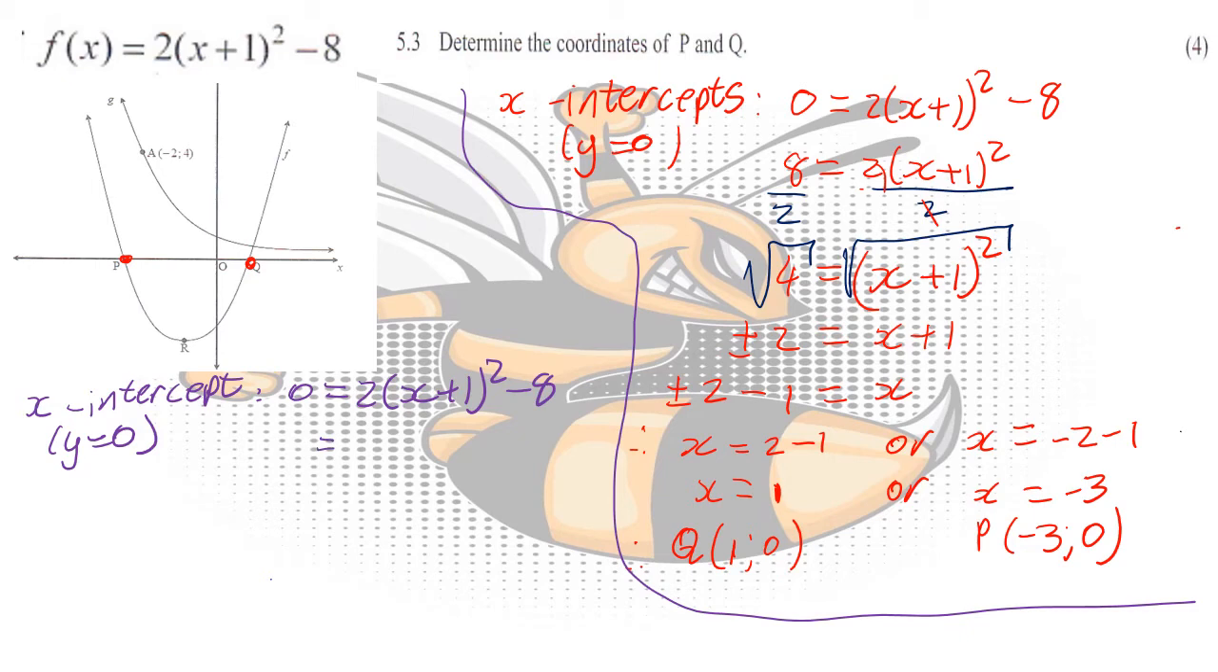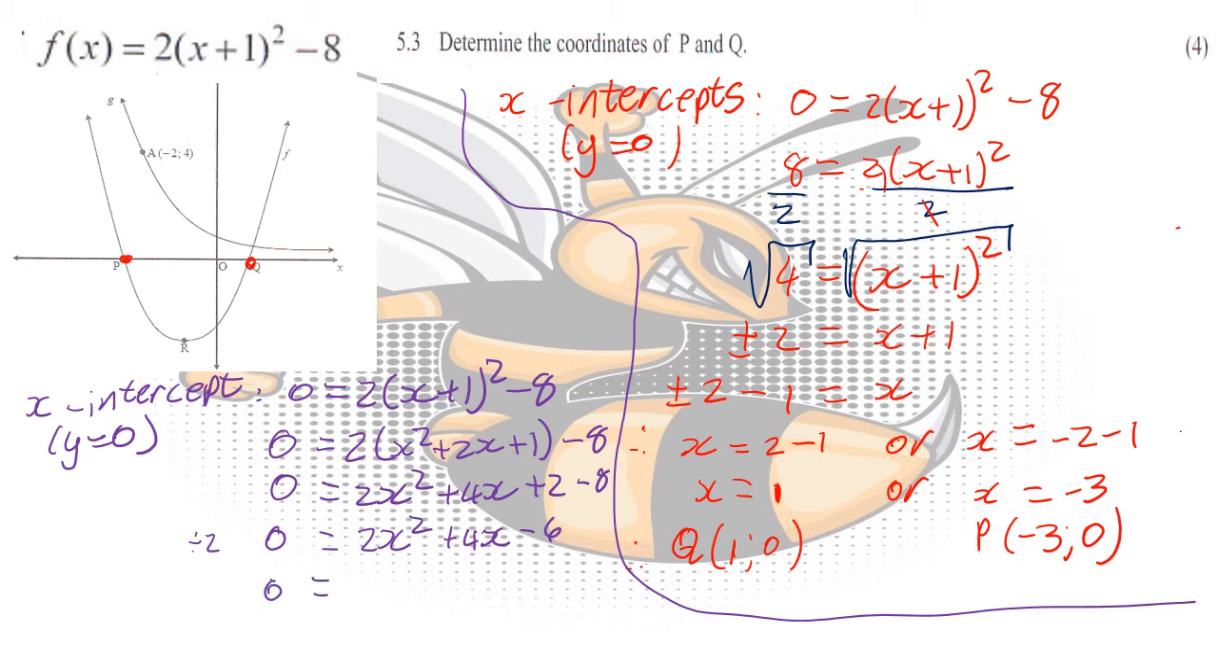And now instead of throwing the 8 over, I'm going to expand the bracket. So then I have 2 open bracket x squared plus 2x plus 1, minus 8. Multiply the 2 in. Then I have 2x squared plus 4x plus 2 minus 8. I multiply the 2 with everything inside of the brackets. Then I can simplify. So then I have 2x squared plus 4x minus 6, because 2 minus 8 gives me minus 6. Then I can divide straight through with 2 to simplify a little bit.